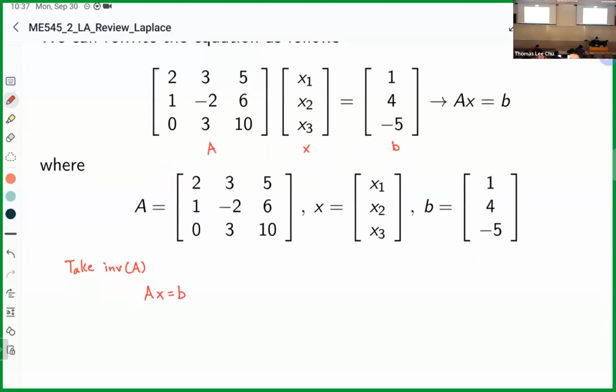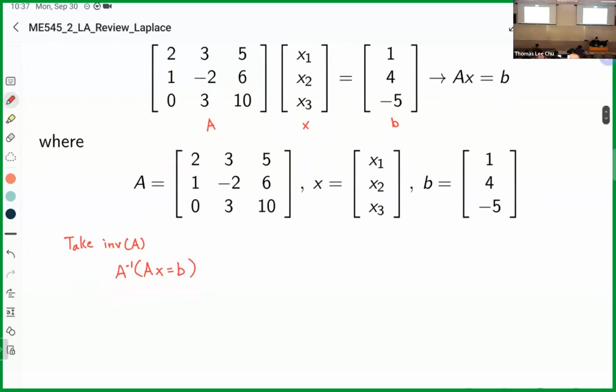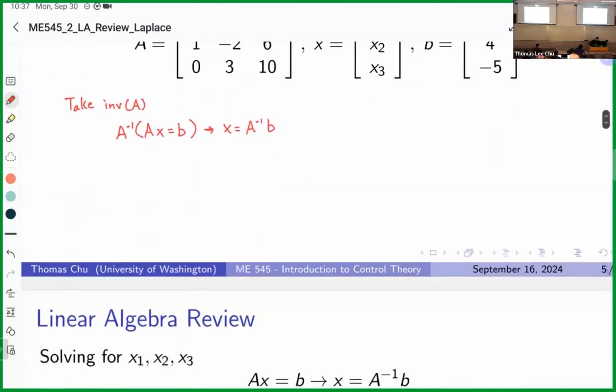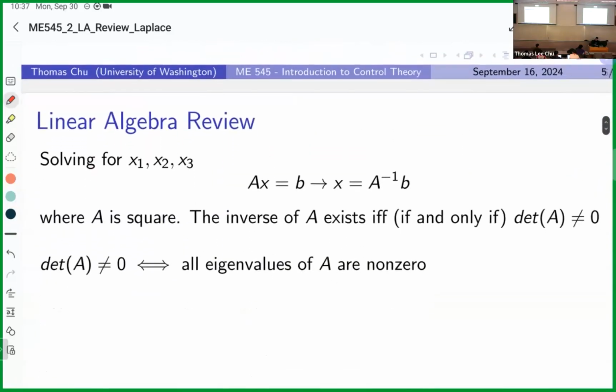We multiply the left side by A inverse. Then we get X is equal to A inverse B. And then we get our solution like that. I have that on the next page. So solving for x1, x2, x3, this is our solution.